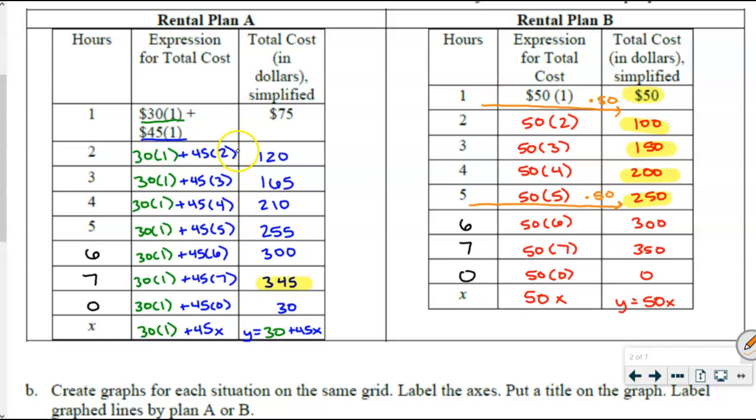And then it would be 2 times 60 is 120, right? So this one, we already know this one's proportional. I'm going to go ahead and label it. This one is not proportional. We don't see that constant of proportionality.